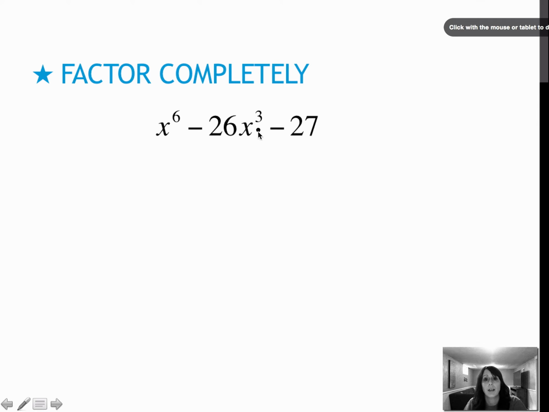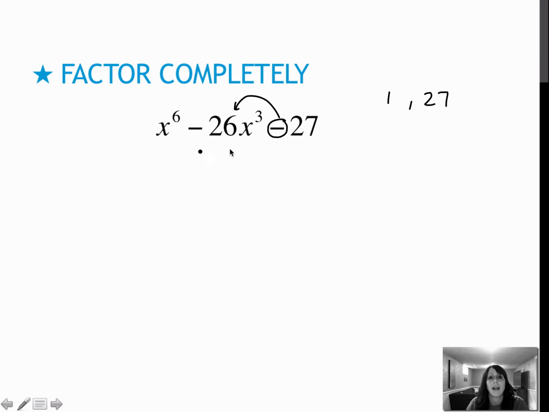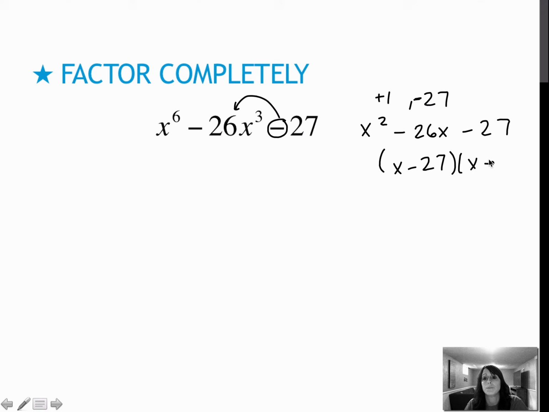My first attempt on this one would be to look for numbers that multiply to 27 that subtract to 26. So numbers that multiply to 27 that subtract to 26 are 1 and 27. But this 6th power and 3rd power can kind of throw us off. So think about it this way. If I had x squared minus 26x minus 27, I could factor this fairly easily into x minus 27, which we would have found here, and x plus 1.